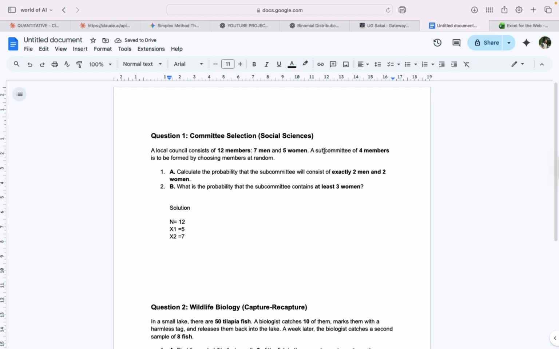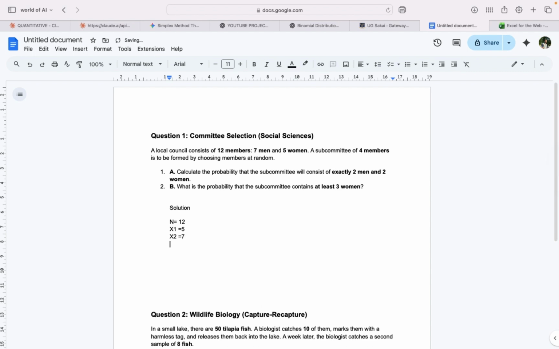And it said a committee of 4 members is to be formed by choosing at random. So these 4 members become the sample that they are choosing, right? So this becomes our small n. So our n is equal to 4.